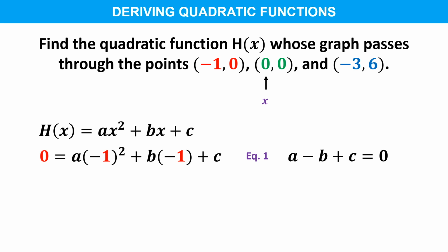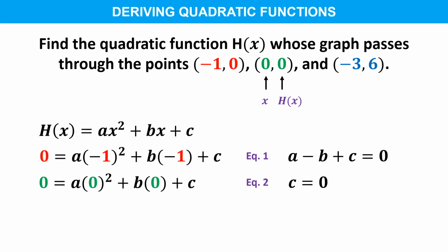Similarly, we can replace x with the abscissa 0 and h of x with the ordinate 0 to form our second equation. 0 is equal to a times 0 squared plus b times 0 plus c, which when simplified is equivalent to c is equal to 0.